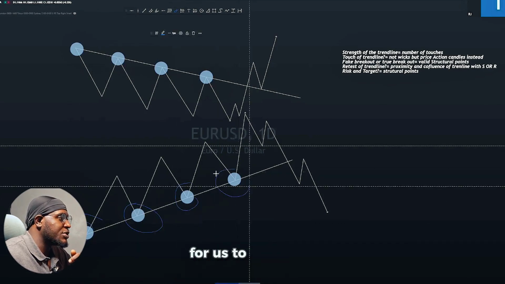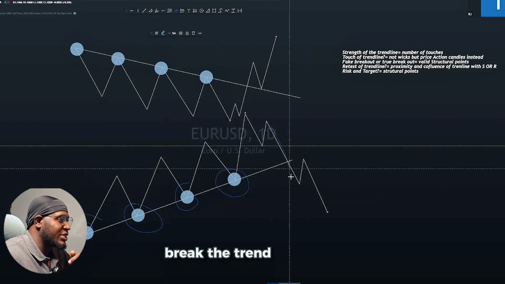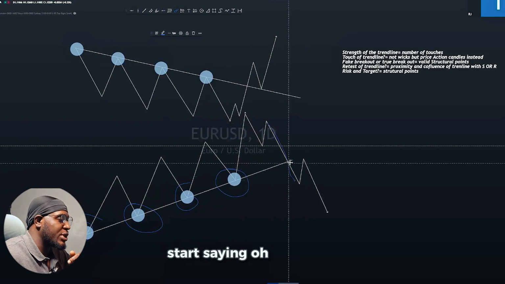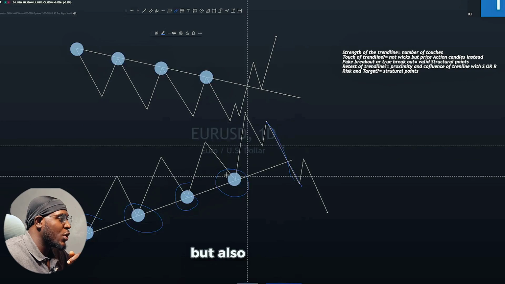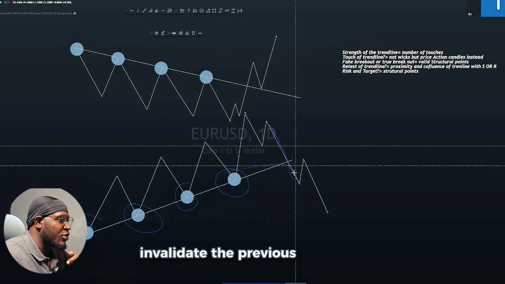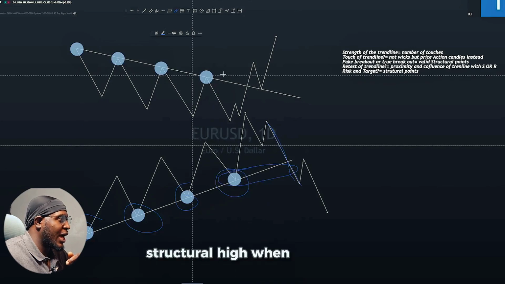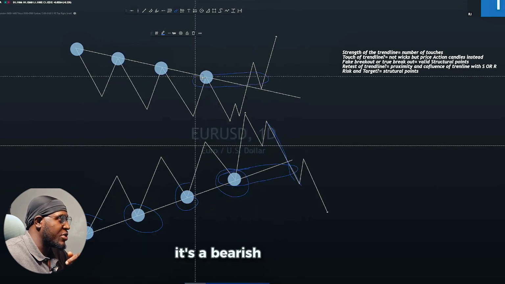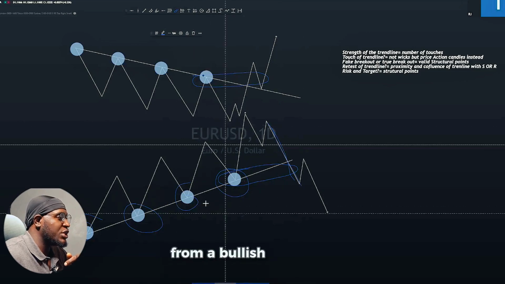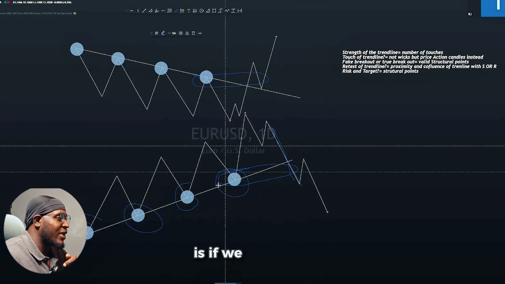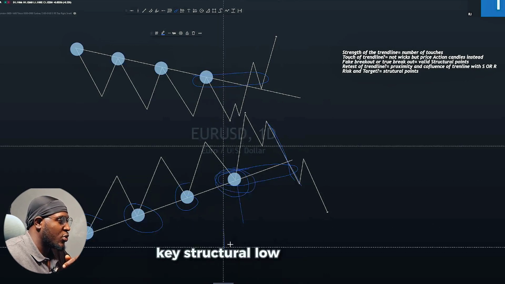So in order for us to know if it's a fake breakout or a true breakout, we don't just want prices to break the trend line and then we start saying, oh, it's a true breakout. We want to make sure that prices does break the trend line, but also invalidates the previous structural low for a bullish structure and the previous structural high when it's a bearish trend. Because at the end of the day, the only way structure really shifts from a bullish to a bearish structure is if we invalidate the previous key structural low, which is this.